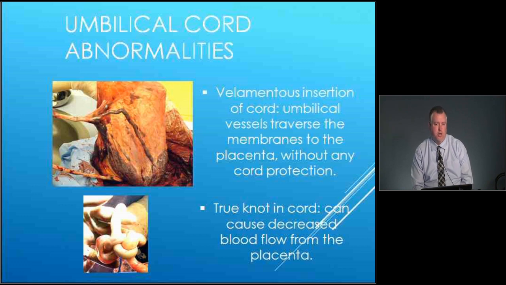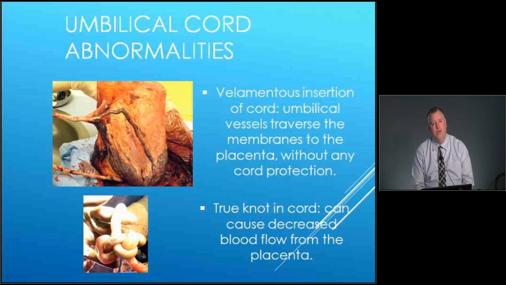In the velamentous insertion, instead of inserting directly into the placenta, those umbilical vessels traverse the membrane, so they're in between the chorion and the amnion layers of the membranes, and there is no protection to those vessels along there. So you see in the picture there, the umbilical cord inserts directly into the membranes, and then look at those large vessels just traversing across between those very thin membranes of the chorion and the amnion before they go into the placenta.